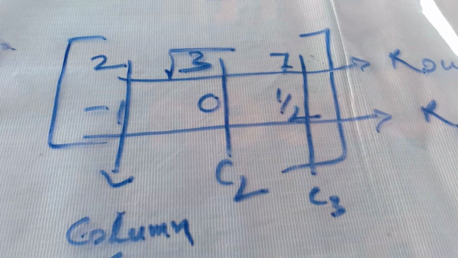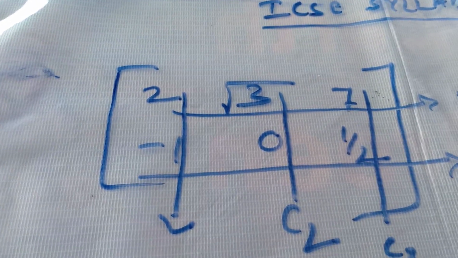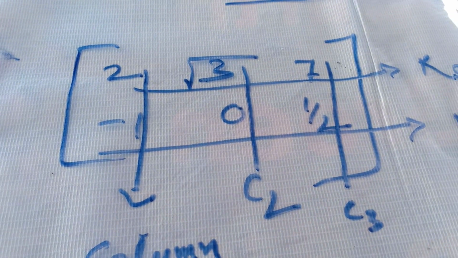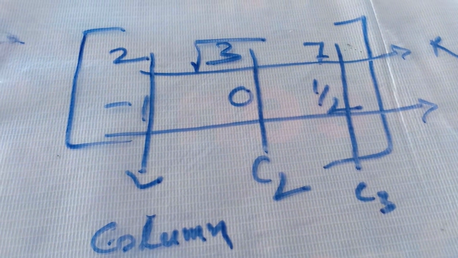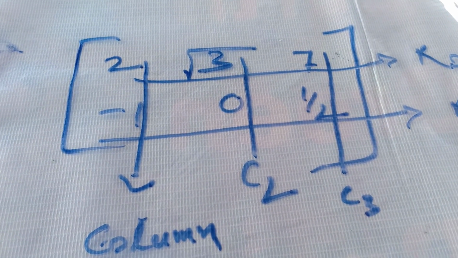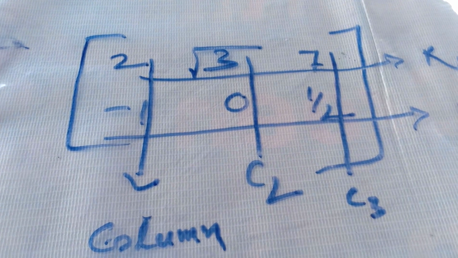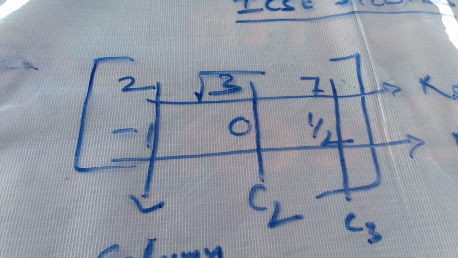So here a question arises: how many rows and how many columns may exist? I'll clear this, my students. Any number of rows or columns you can arrange. Are you clear? There is no limit, but there are special types of matrices where a limit is there, but you can write any number of rows and columns. This is all about matrices.